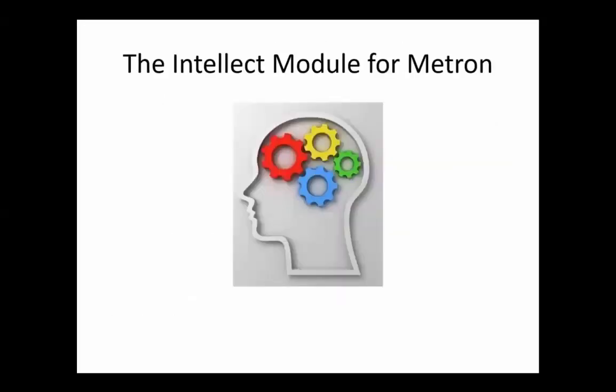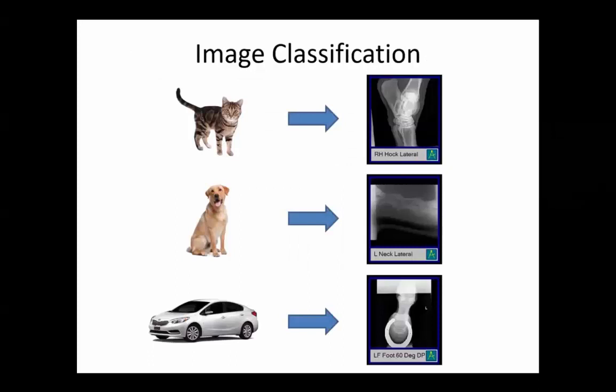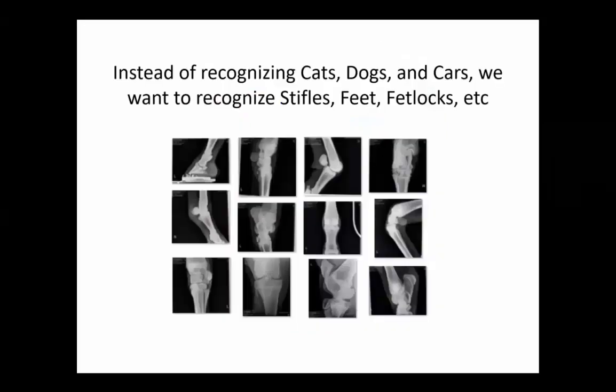So we have taken those ideas. Now we'll get back to the horse. We've taken those ideas, and instead of looking for cats, dogs, and cars in images, we're going to look for lateral hocks and lateral necks and 60-degree DP shots of the foot. So we want to teach the computer how to recognize all the different radiographic views of the horse. And there's a bunch of them, as you guys know.